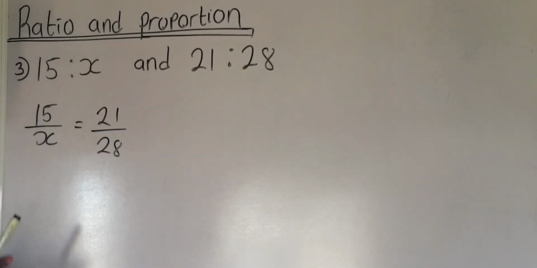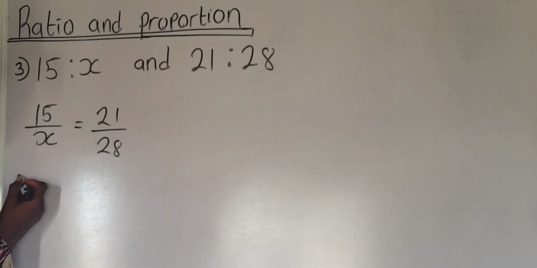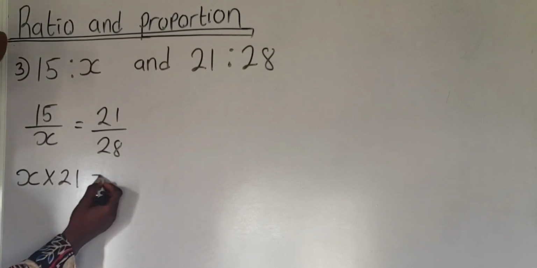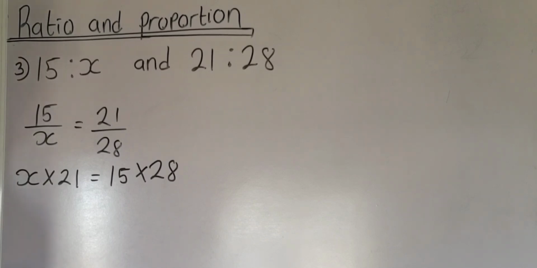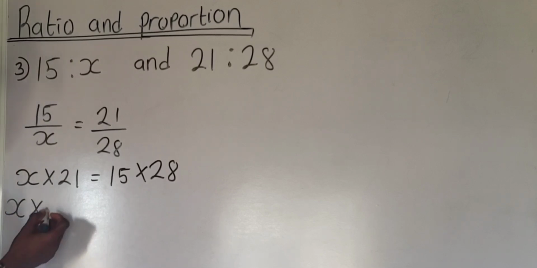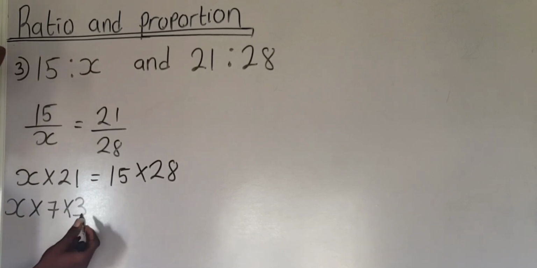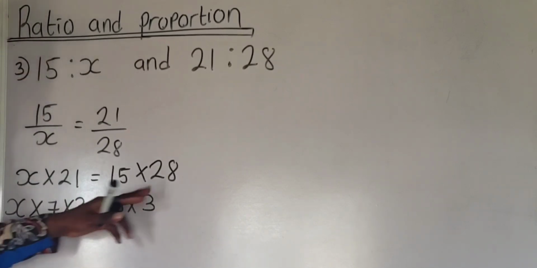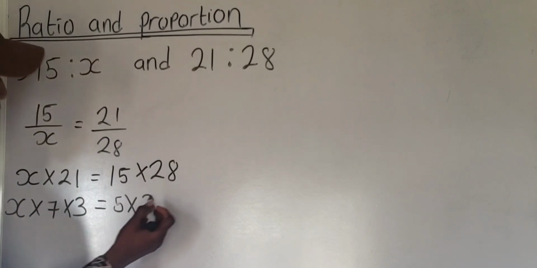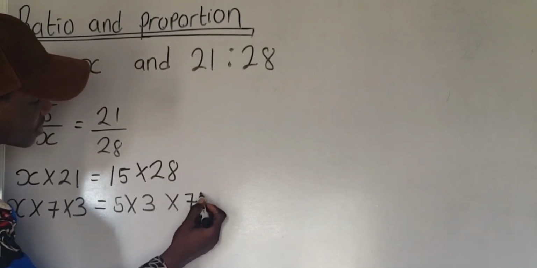Okay, now the next step is to cross multiply. So for this, I'm going to have x multiplied by 21 is equal to 15 multiplied by 28. Now 21, you can do this with a calculator, but let's try if you can do it mentally. For this, 21 can be written as 7 times 3, 15 can be written as 5 multiplied by 3, and 28 can be written as 7 times 4.